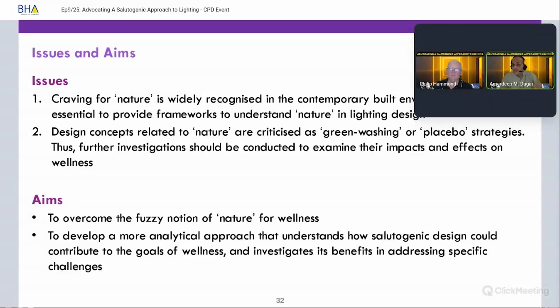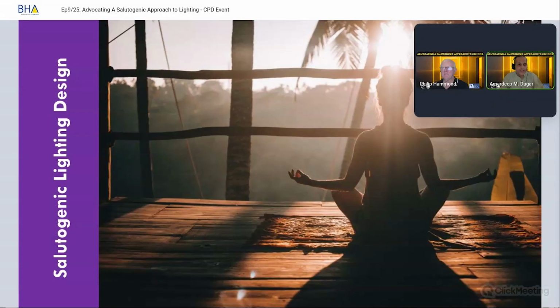Now, I have to say that it's really difficult being a researcher and a designer at the same time, because design talks about a lot of arbitrary concepts. As designers, we are very bohemian in our approach. But as a researcher, you need to be very logical. So the idea is to develop an analytical approach to understand how salutogenic design can contribute to this whole goal of wellness, and to investigate what could be the benefits of addressing these specific challenges. So that's where my journey began into salutogenic lighting design.